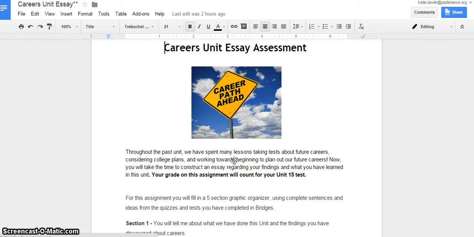Throughout the past unit, we have spent many lessons taking tests about future careers, considering college plans, and working towards beginning to plan out our future. Now you will take the time to construct a graphic organizer regarding your findings and what you have learned in the unit. Your grade on this assignment will count for your Unit 15 test. So, good news is there is no test for Unit 15. Woohoo! However, there is an essay that you are going to be submitting to me instead.